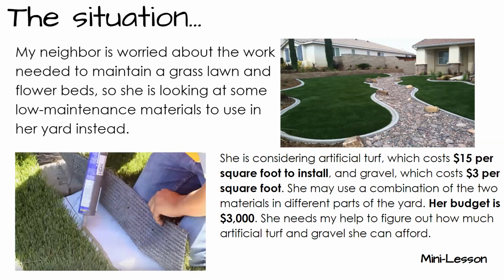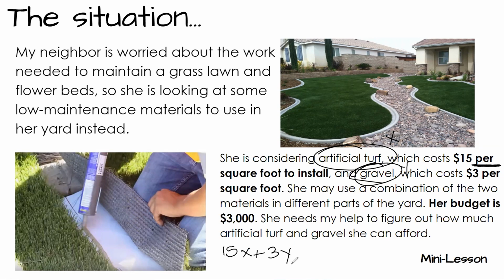Okay, so really quick, we have artificial turf. We're going to call this X. And then we have gravel. We're going to call this Y. Now, whenever you see per, that means it's probably going to be a multiplication problem. So $15 times the artificial turf, plus how much is it for the gravel? $3. So we're going to say 3Y.